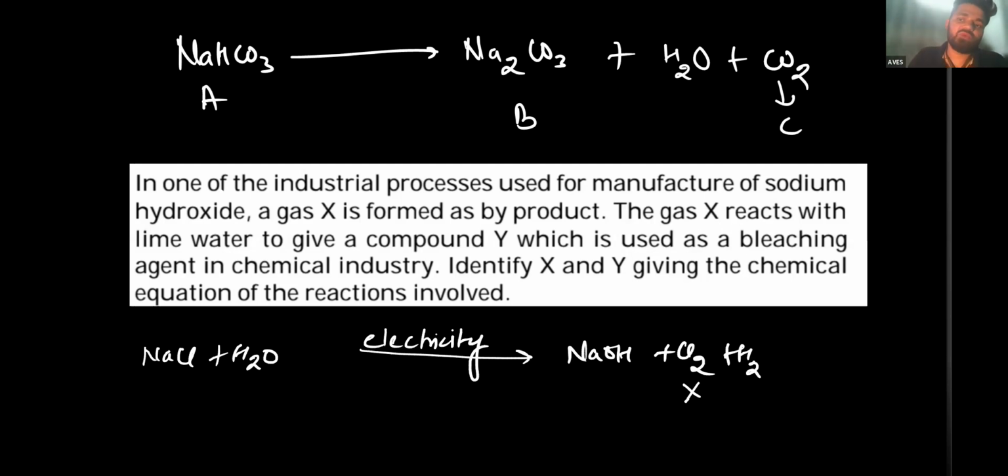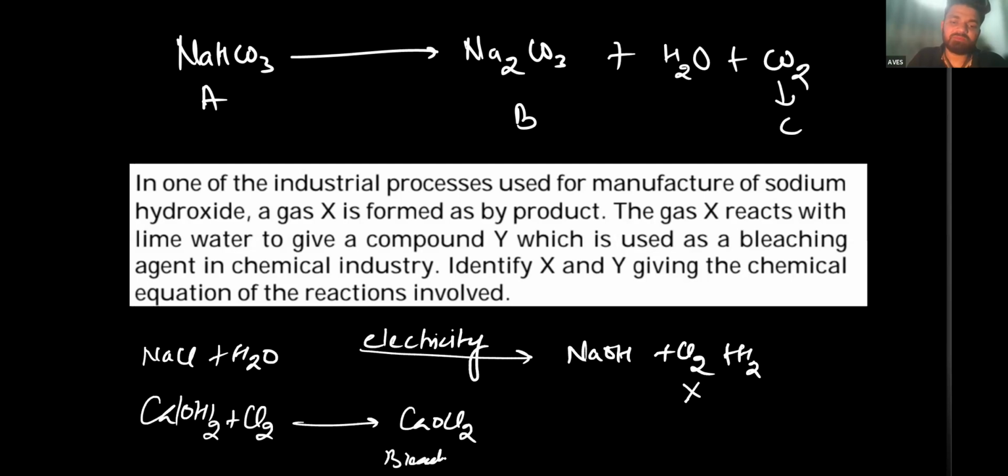Gas X reacts with lime water to give a compound Y. What is lime water? This is calcium hydroxide. And when it reacts with chlorine gas, it will give you CaOCl2, that is bleaching powder. Identify X and Y, and this is the Y compound. Okay, got it? Note it down. Note the question.